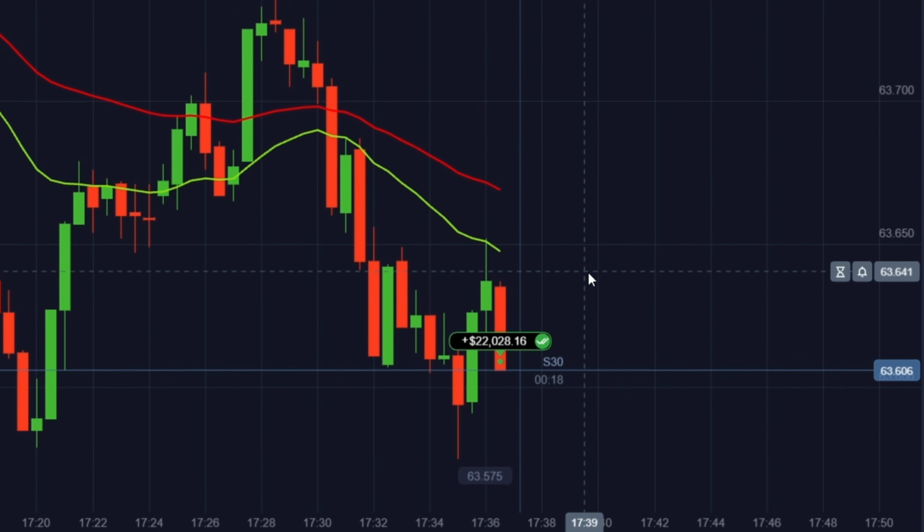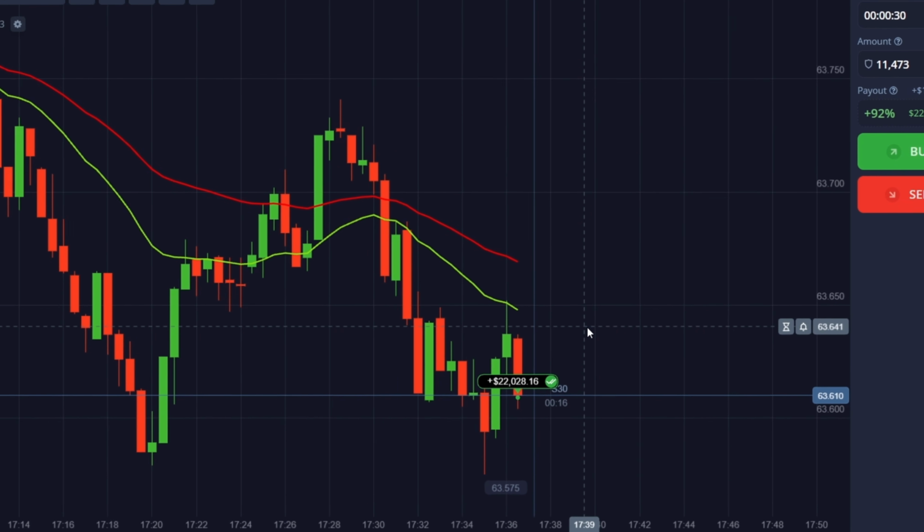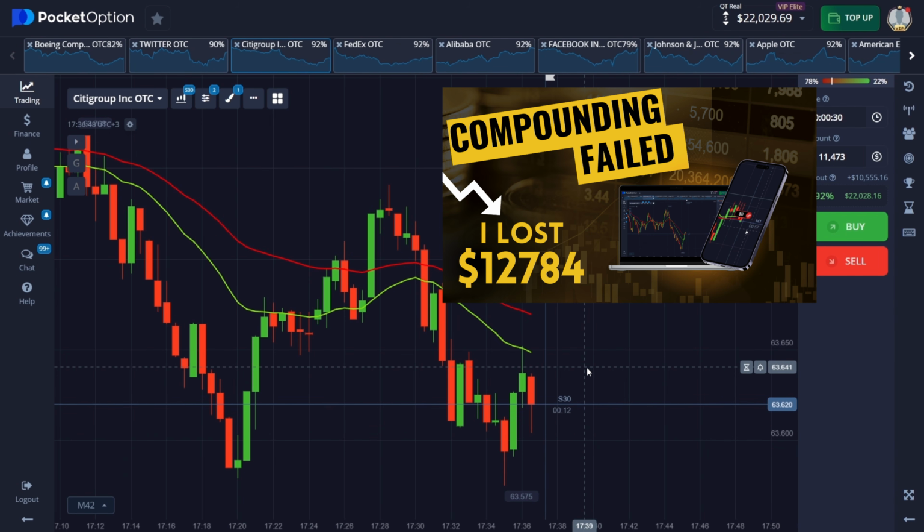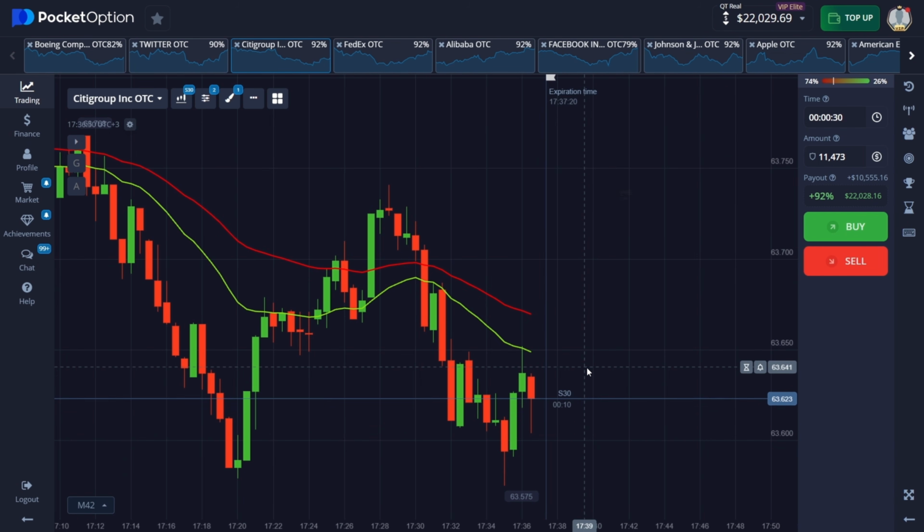And it's a win. We won our final trade and now my balance has turned into $22,029. We have recovered our previous loss and made a profit of $10,000.